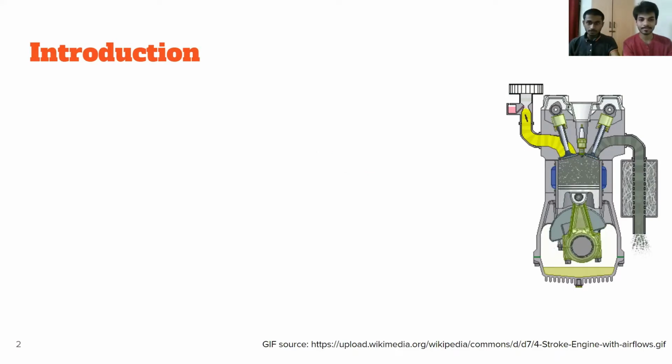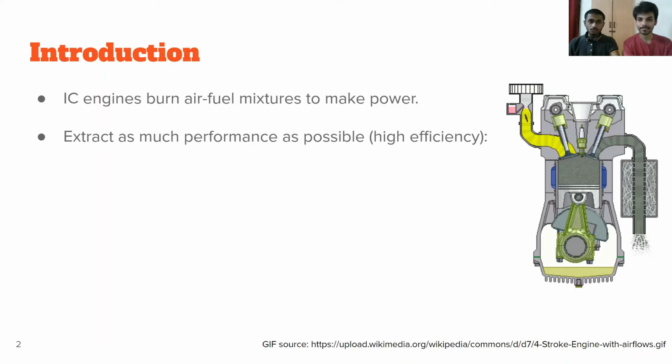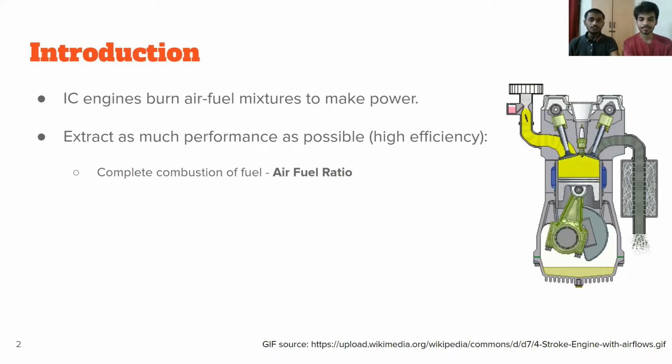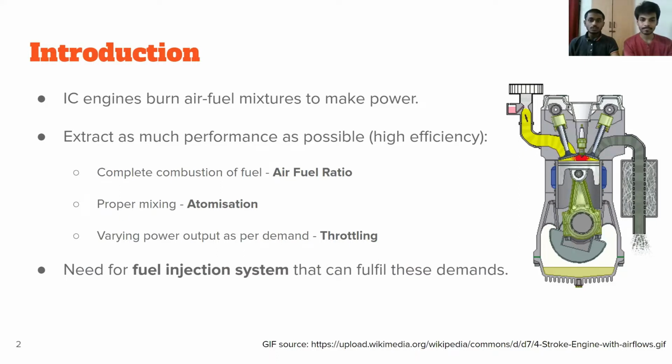So coming to the introduction, as we all know, IC engines burn air fuel mixtures to make power. The main goal is to extract as much performance as possible, or have as high efficiency of the engine as possible. For this, we require complete combustion of the fuel, which is done by maintaining the optimal air fuel ratio. We also need proper mixing of the air and the fuel, and for this the atomization of the fuel is necessary. And lastly, we also need to be able to vary the power output as per the user's demand, for which throttling is required. So this calls for the need for a fuel injection system that can fulfill all these demands.